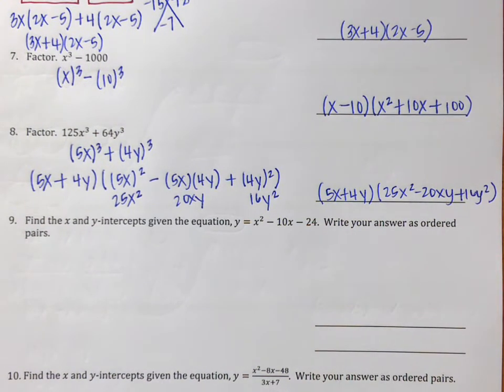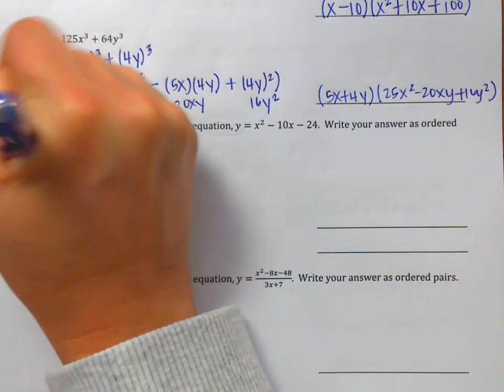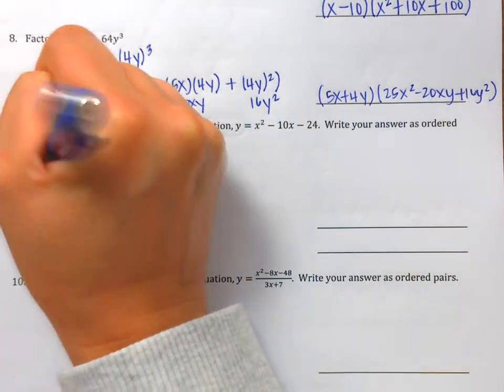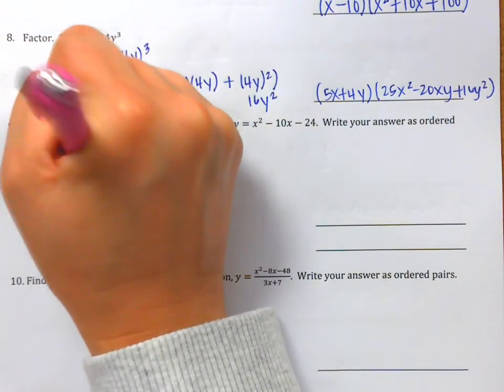Okay, number 9. Number 9 says find the x and y intercepts given the equation y equals x squared minus 10x minus 24. Write your answer as ordered pairs. So let's first start with the x-intercept. Remember, the x-intercept is where y is equal to 0.